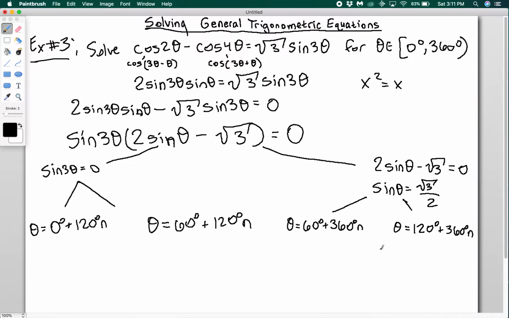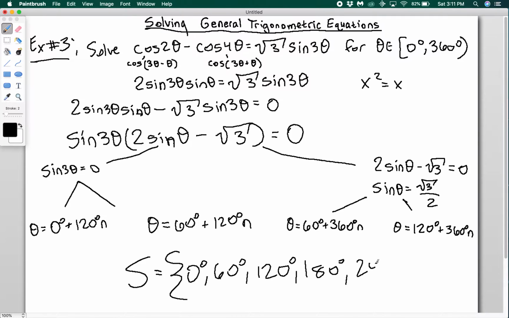And now I have these 4 things, and yes, they do overlap, and you could simplify it if you would like, or we can just go through and pick out all the values that fall within the range we're looking for. So I'm going to have 0 degrees, 60 degrees, 120 degrees, 180 degrees, 240 degrees, and 300 degrees. And you can see, if you just rewrite these as 0 plus 60 degrees n, then you generate the full set, and that's what we're looking for. So we have 6 solutions here, 4 different equations.